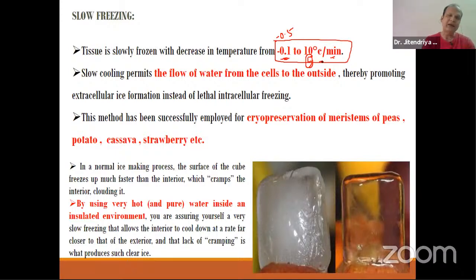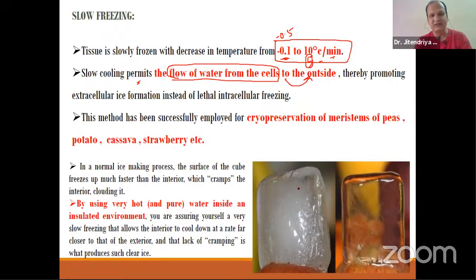Here the important point is that this is slow cooling. What is the advantage of slow cooling? Why is there a requirement of slow cooling? The important thing is that the water available inside the cells can flow out, so that there is no chance of any ice crystal formation inside. For that reason, this can also be preferable.